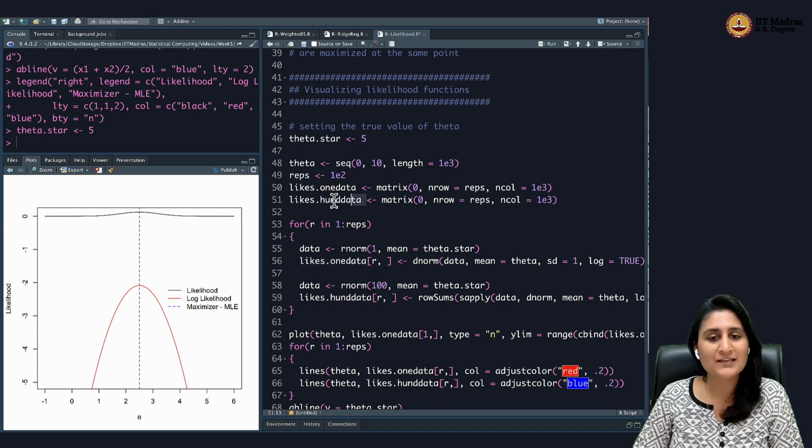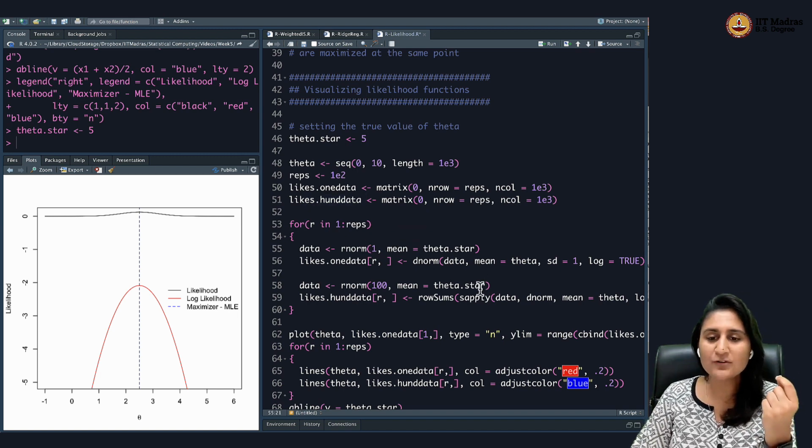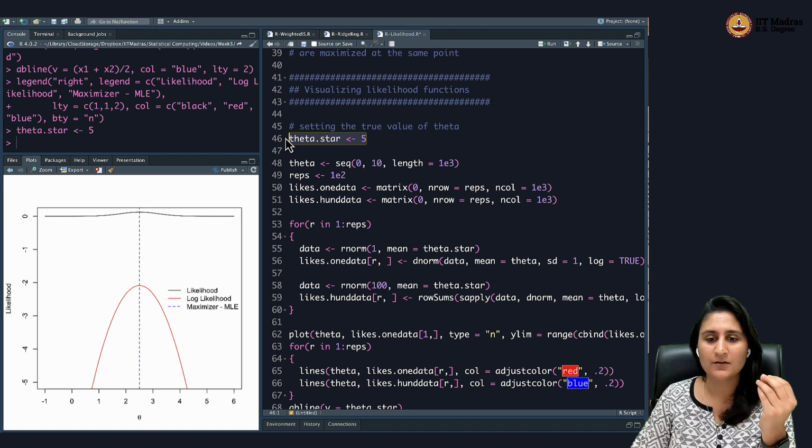Similarly, I'm going to also do likes.hunt data, which is 100 data points, where instead of getting one data point, I'm going to get 100 data from the distribution that has theta star, or the true theta, equal to 5, right? Which is going to be a normal distribution.